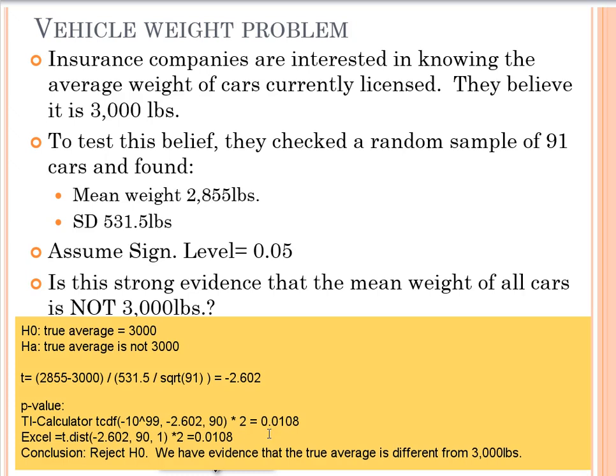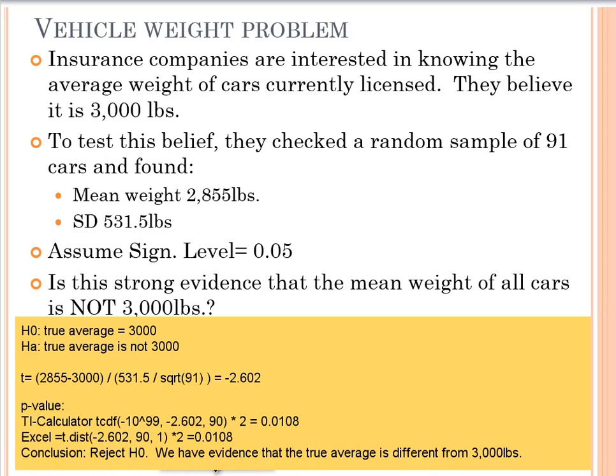Based on this p-value, then, we can determine whether or not we should reject or fail to reject that null hypothesis. You can see that this p-value is much smaller than the alpha, or the significance level, that we required. And so because our data is suggesting that the null hypothesis cannot be true, we're going to reject that null hypothesis and state that we have evidence, our sample is the evidence, that the true average is different from 3,000 pounds.